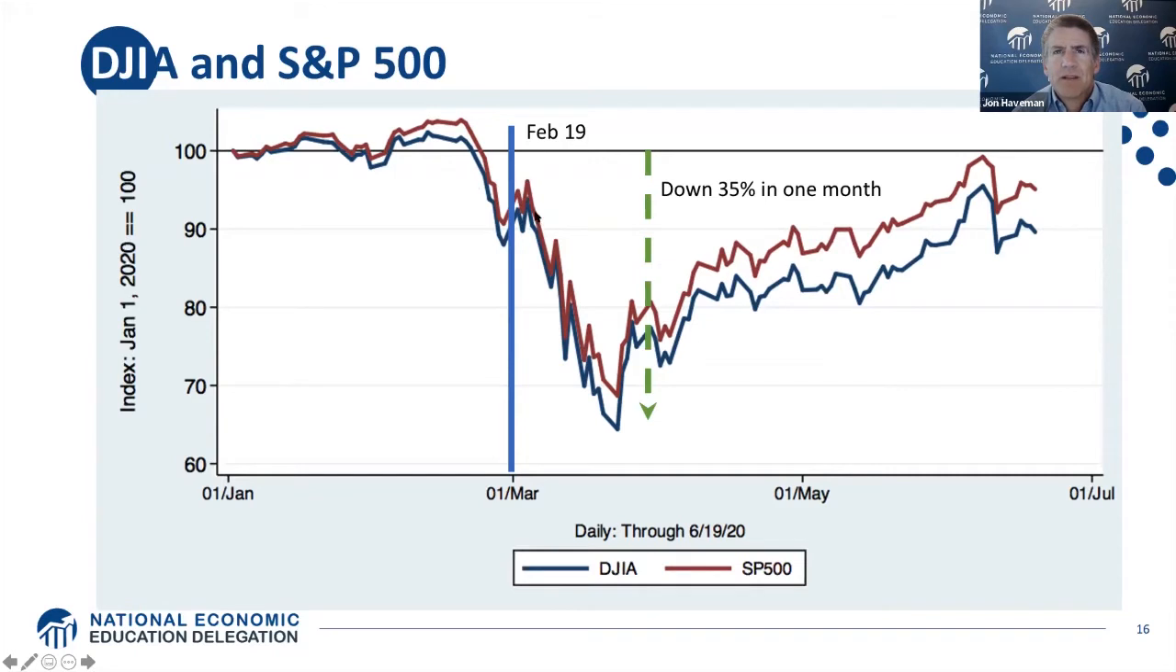And then, I'm sorry, this bar is in the wrong place. It should be back over here. This is right about March 3, when the Federal Reserve lowered interest rates and the markets jumped up.